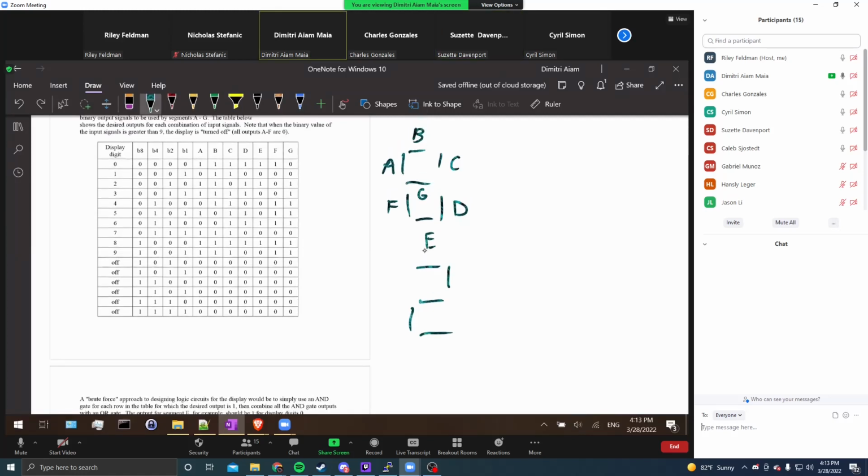So everything that's turned on remains with the same letter: B, C, G, F, E. And then everything that's turned off, you reverse it. So then this is not D and then not A.